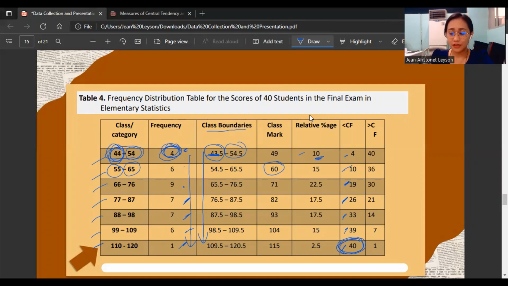For greater than CF, it is done in reverse. So we start here at the bottom. Copy the frequency at the last row, that's 1. Then plus 6, that's 7. Plus 7, that's 14. Plus 7, that's 21. Plus 9, that's 30. Plus 6, that's 36. Then the top entry, that is 40. So the pattern is going upwards.